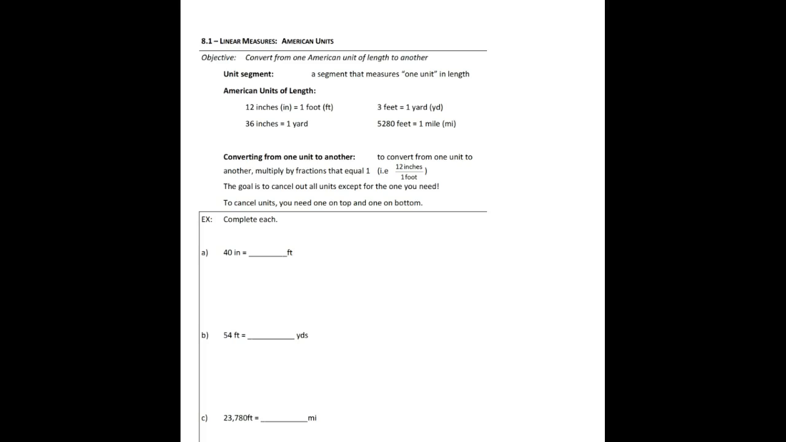When we are converting from one unit to another, we need to multiply by fractions that are equal to 1. So for example, 12 inches and 1 foot. This fraction actually equals 1 because 12 inches is equivalent to 1 foot. Now that seems a little odd because I have a 12 and I have a 1, and 12 over 1 is not 1. But remember, our units are different here. So the goal, of course, is to cancel out all units except for the one that you need. And to cancel the units, you need 1 on top and 1 on bottom. Okay? So let's see what we can do.